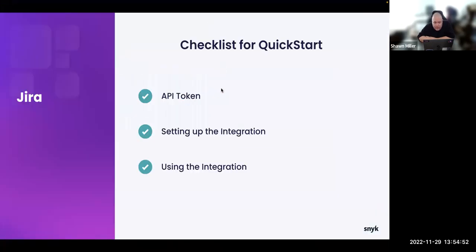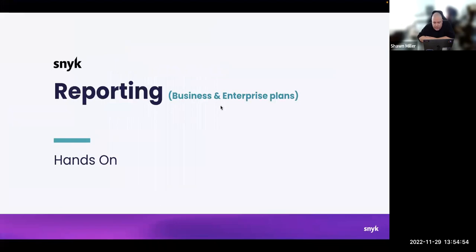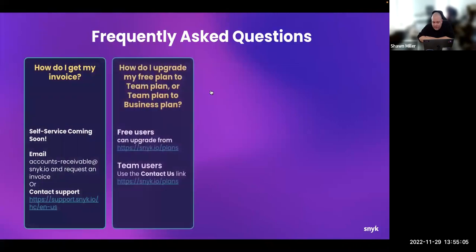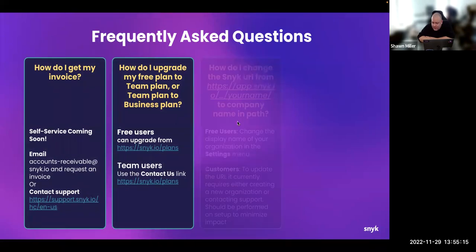All right, so we're pretty much at the end of our time now. We're going to open it up to Q&A. But from the standard questions we typically get from customers: if you've just signed up to Snyk and you need an invoice, you can access that from accounts-receivable at Snyk.io, where you can contact support to get that invoice.